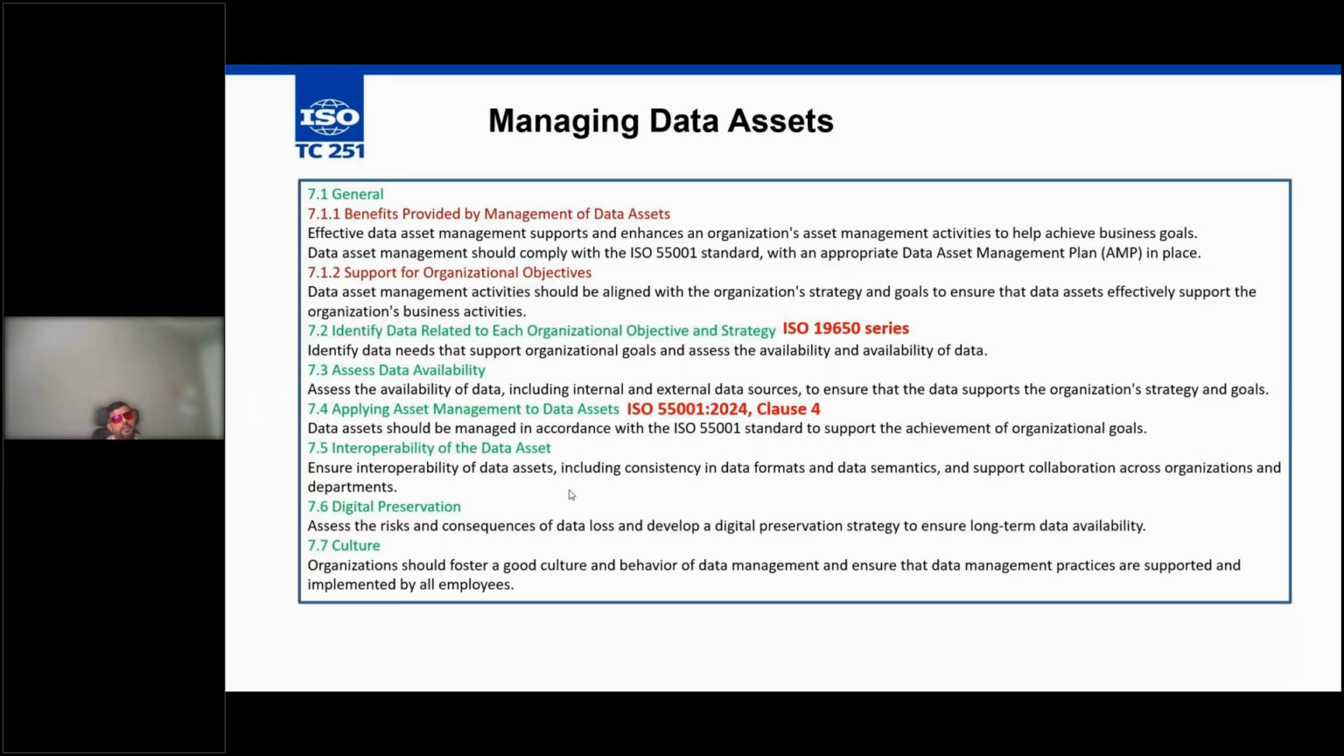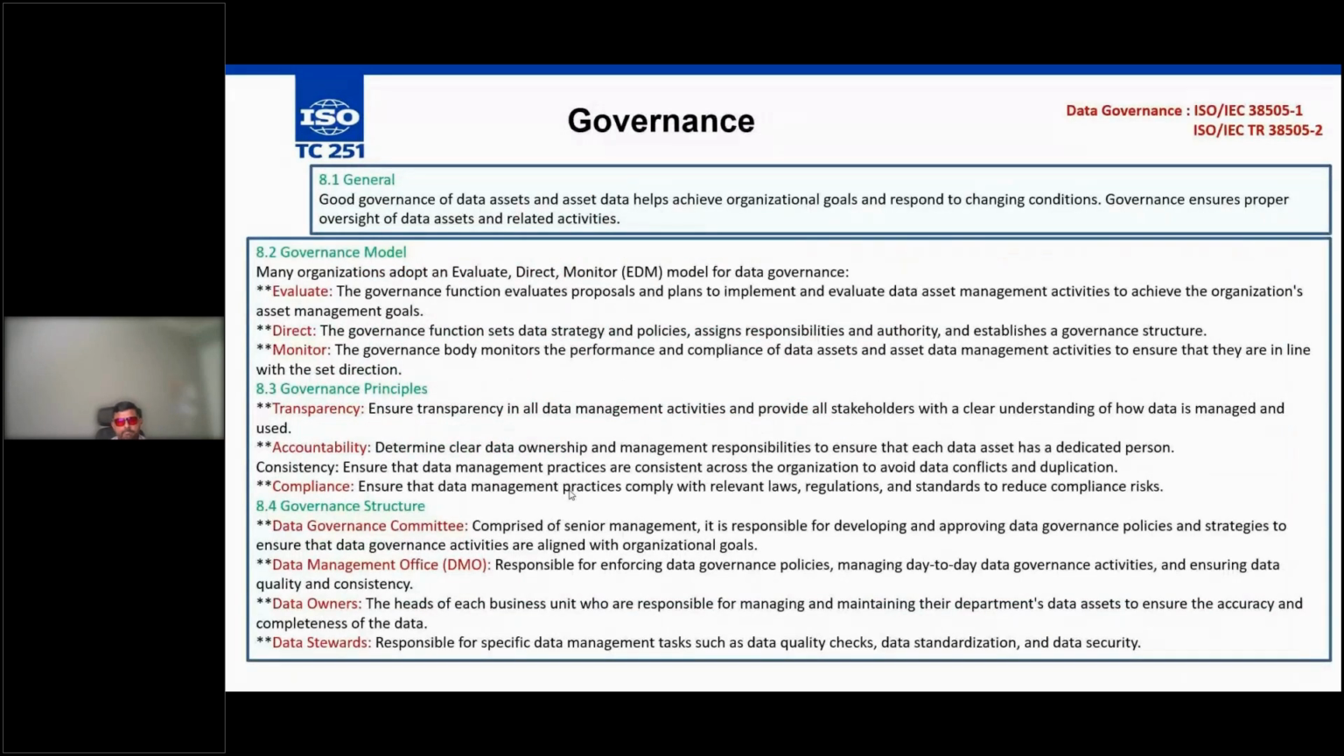And finally, clause number 8 is about data governance. The purpose of governance is to ensure suitable oversight of asset data and related activities to meet the organizational objectives and respond to changing needs. Approaches to governance often follow the EDM model: evaluate, direct, monitor. This includes three aspects: evaluation of the data, the direction of what data needs to be collected and where it is going to support information and decision making, and then monitoring of the data processes.